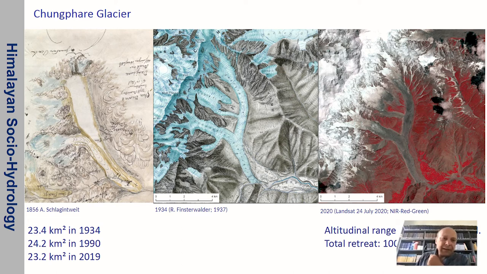We use parts of the Schlagenwald sketch map to confront it with the Finsterwalder map from 1934, that was published in 1937, and some remote sensing analysis. And so we were able to detect the changes in length. For this case, it was 23.4 kilometers in 1934, and later on it was reduced. This Chungfa glacier touches down to an altitude of 2,910 meters. That is relatively low. If we compare it later on, we will see it is completely different in the case of Ladakh. And we have a total retreat of 1 kilometer when we go back from 1856 to 2020.